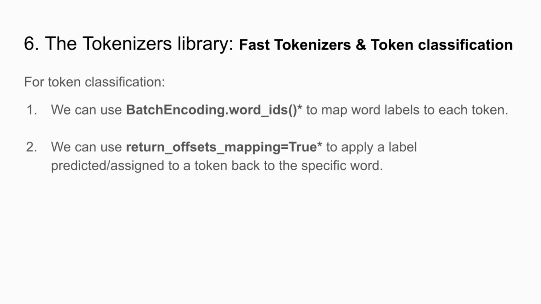The other thing that's really helpful is this return offsets mapping equals true option that we can pass when we call our tokenizer to tokenize a batch of text. And we can use this to, again, apply the label properly to the predicted or assigned token, and also use that to, when we're decoding our subtokens and decoding them back into words, to figure out what we're going to choose as the correct word. And again, there's a couple different strategies for doing that with token classification.